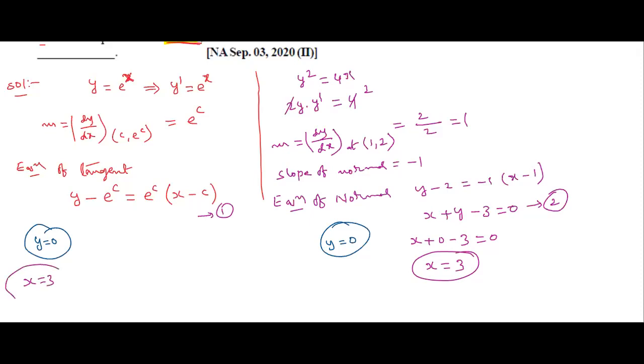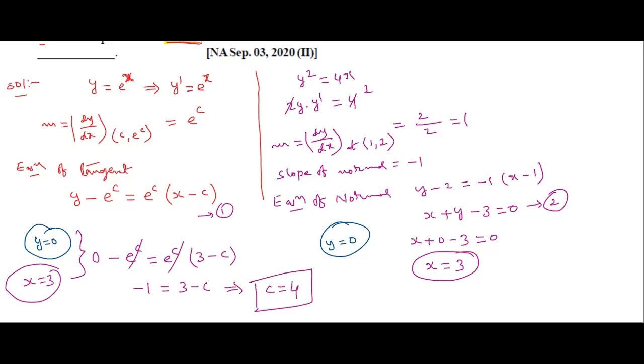Substitute both the points here, then we get the c value. 0 minus e power c is equal to e power c into 3 minus c. e power c cancels. -1 is equal to 3 minus c. Then what is the c value? 4. This is the answer.